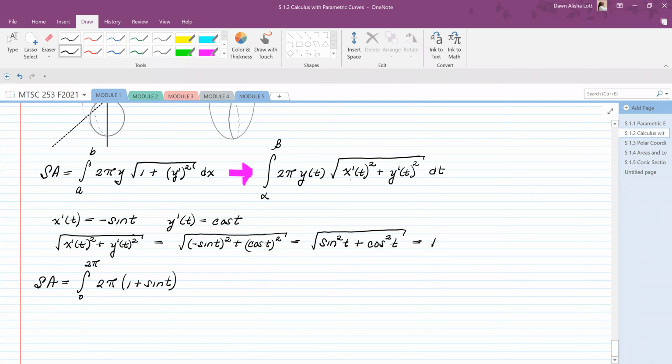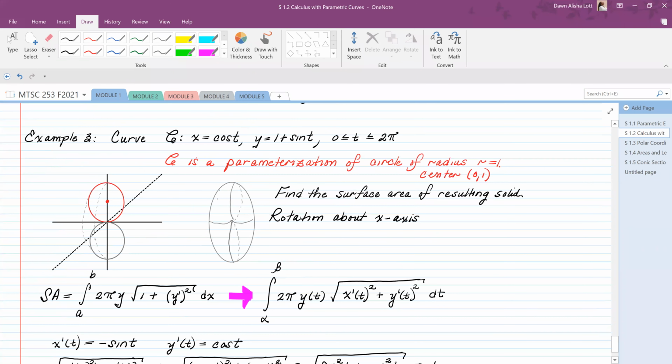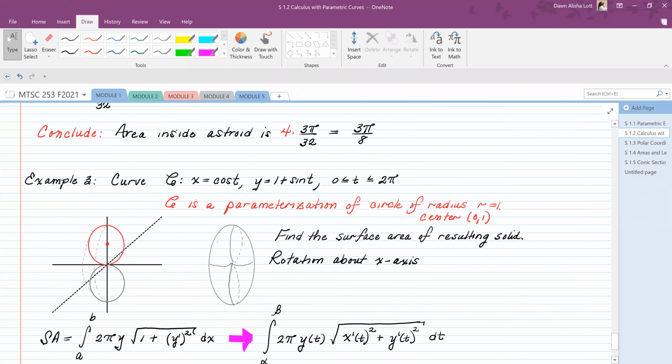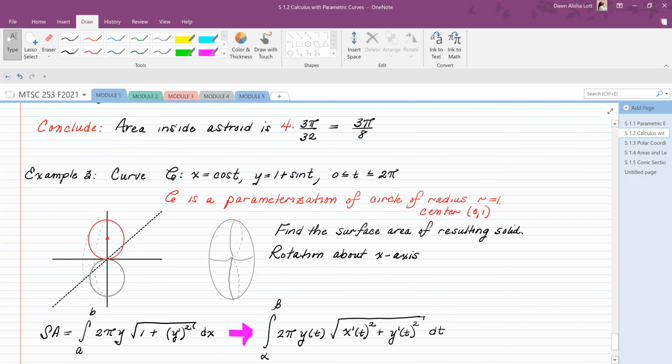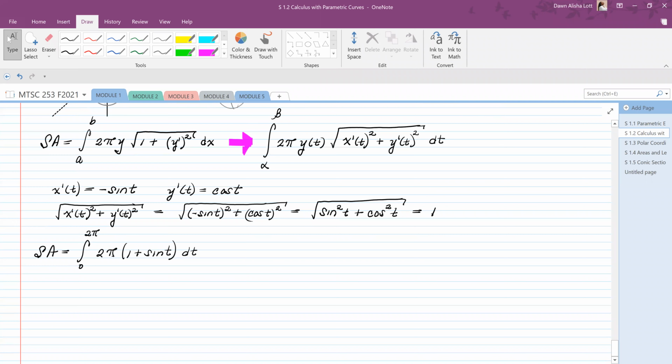Then the square root of x prime of t squared plus y prime of t squared is just 1. So the only thing I get left is dt, and I get a very nice, very easy integral. Nothing like that long one from before, which I will go back and fill in all the steps. This is easy to integrate.